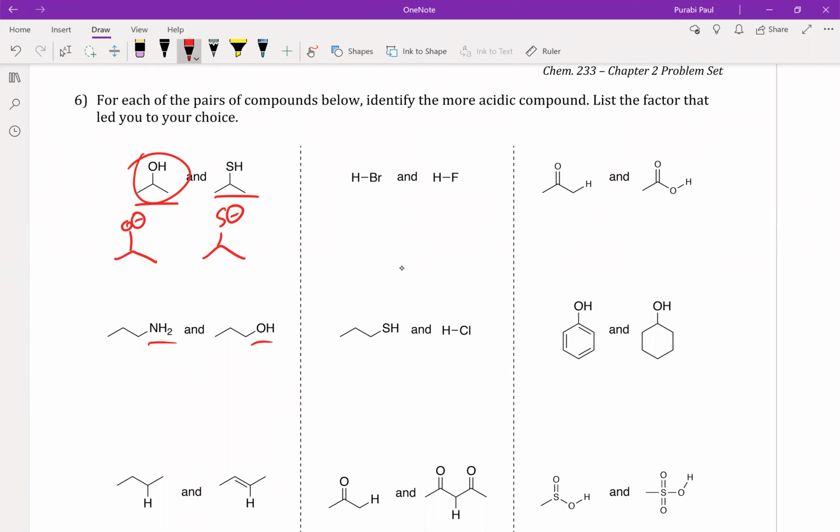NH2 versus OH. Again, it's going to be between N minus and O minus. Because O minus is more electronegative, it likes having the negative charge to itself more. And because of that, it will be more stable. And because of that, alcohols are more acidic than amines. Okay.